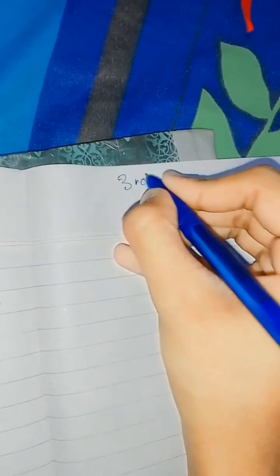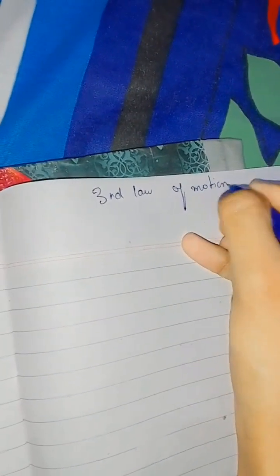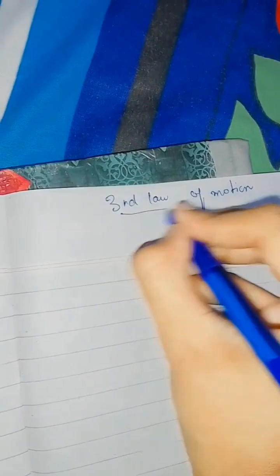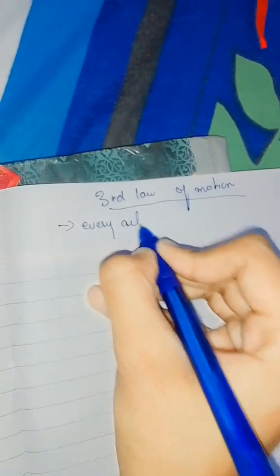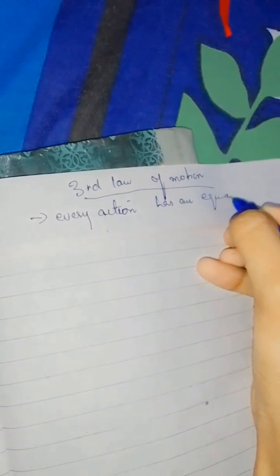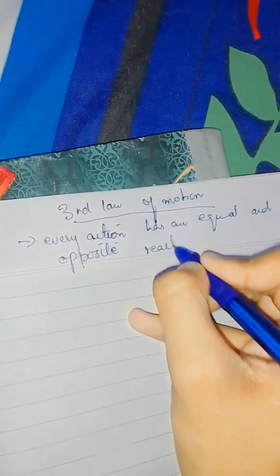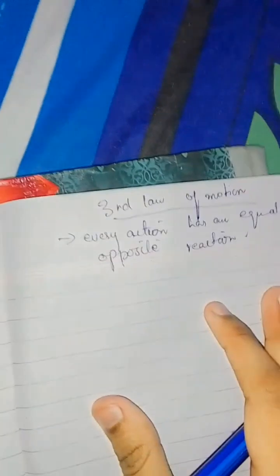Now if we talk about the third law of motion, what is it saying? It is telling that every action has an equal and opposite reaction. What does it mean? It is saying that every action has an equal and opposite reaction.